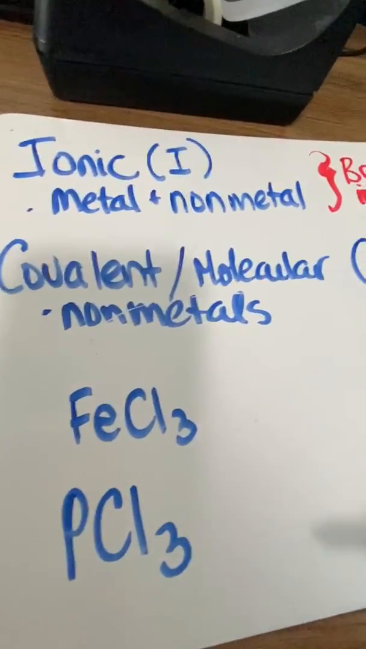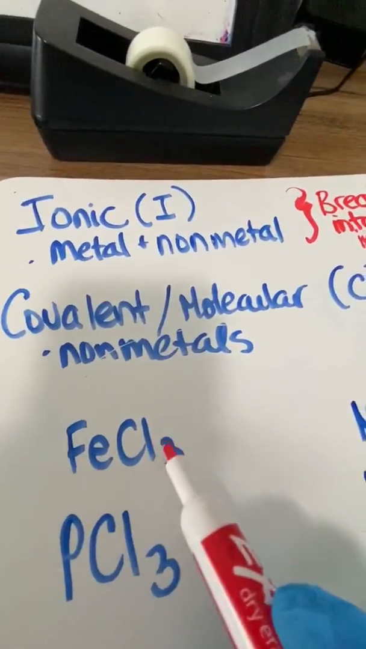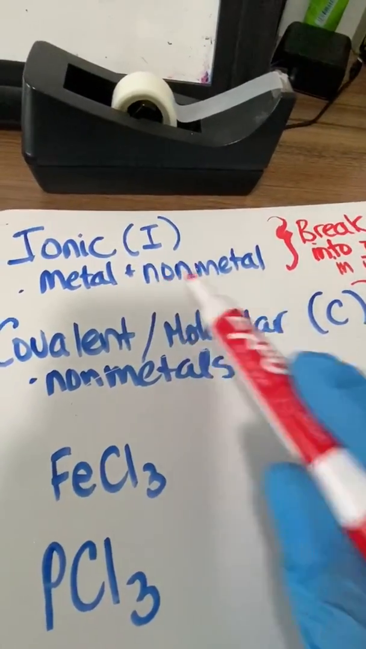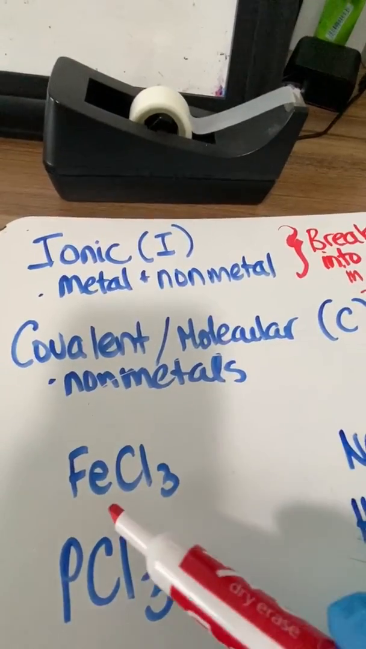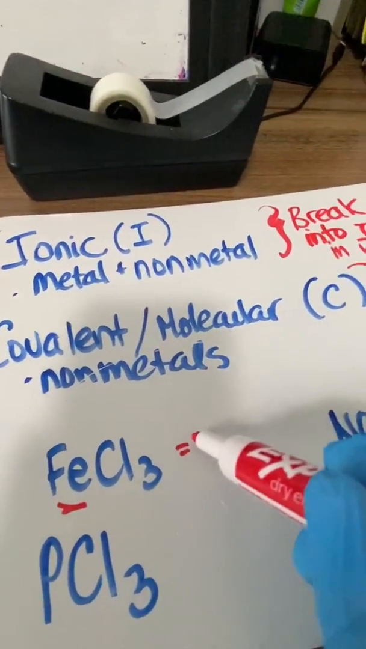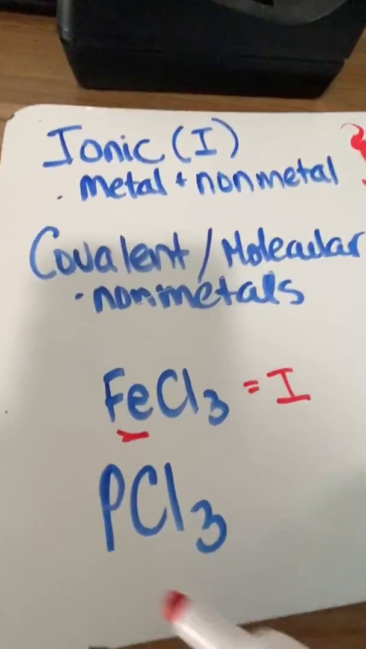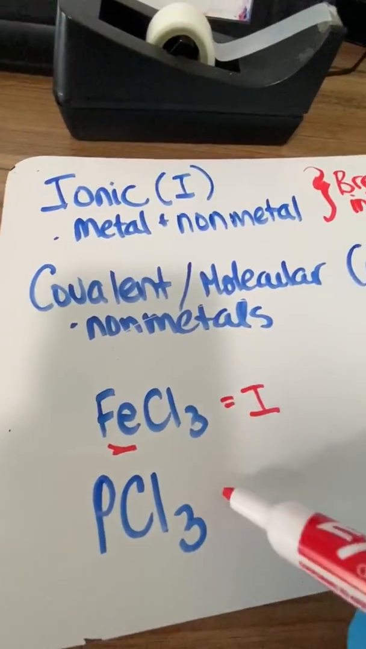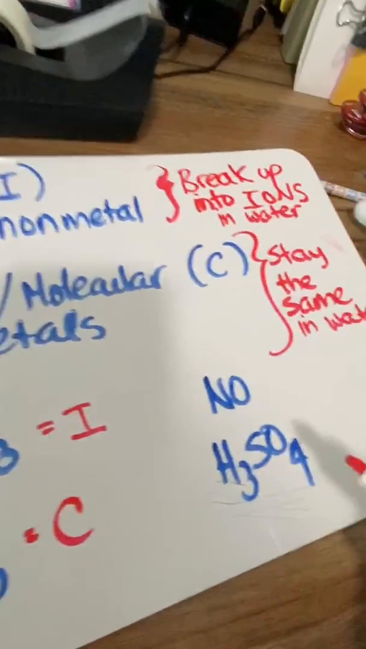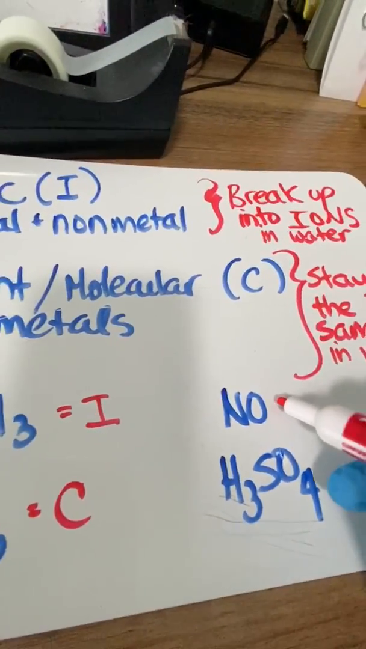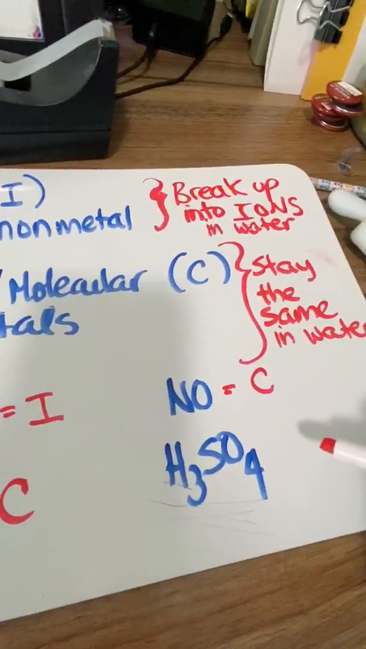So if you take a look at these examples here, so here you have iron 3 chloride. Is that an example of ionic or covalent? Well, because you've got a metal right there, this is going to be an ionic compound. If you take a look at this one here, phosphorus trichloride, that is a covalent compound. NO, nitrogen monoxide, is another covalent compound.